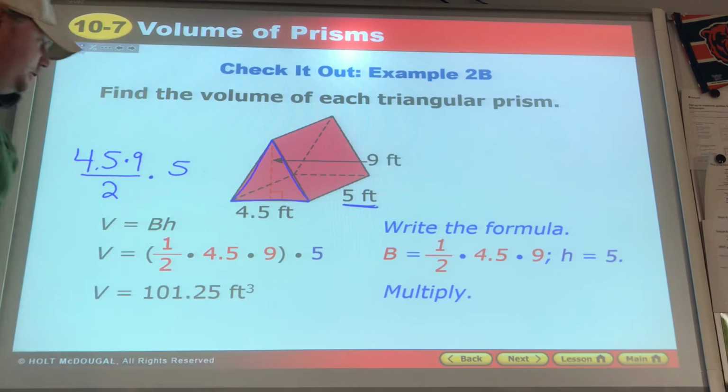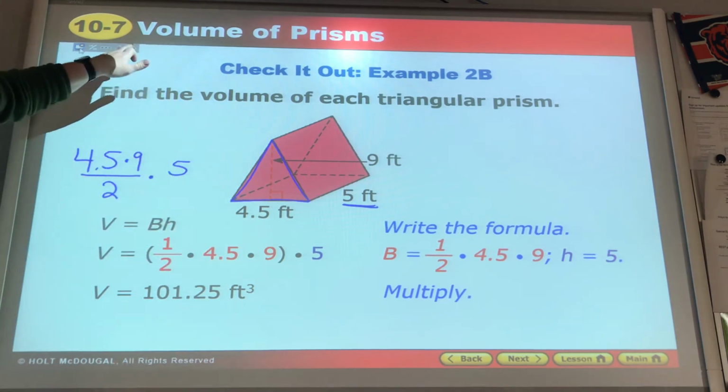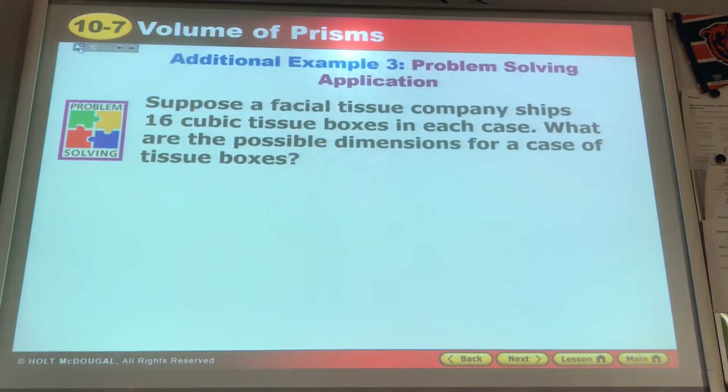101.25 feet cubed, because we have 1, 2, 3 sets of feet that we're multiplying together. That's why we get feet cubed. Okay. Now suppose a facial tissue company, they're making tissue boxes. All right, ships 16 cubic tissue boxes in each case.